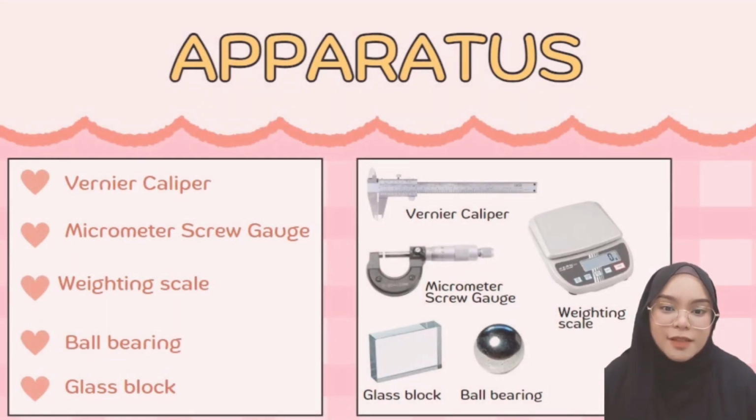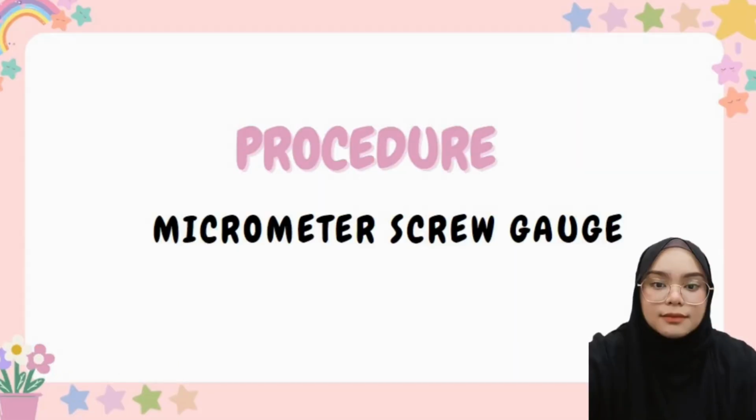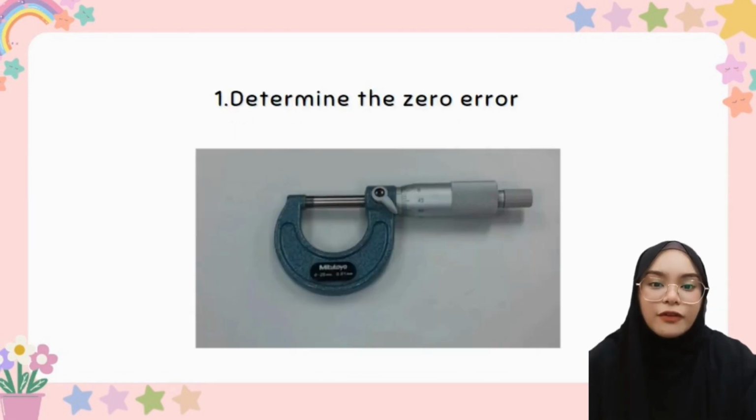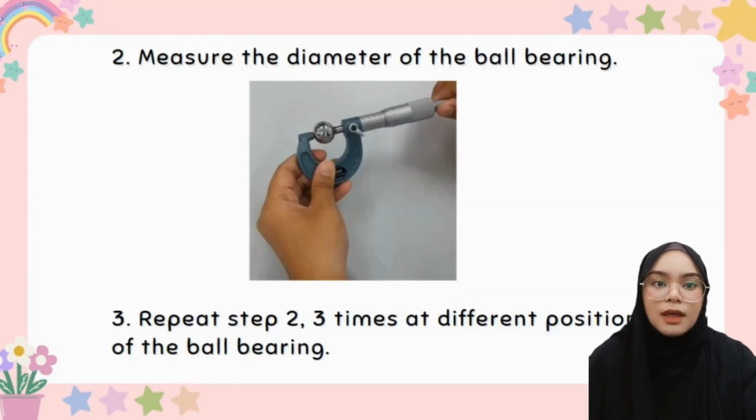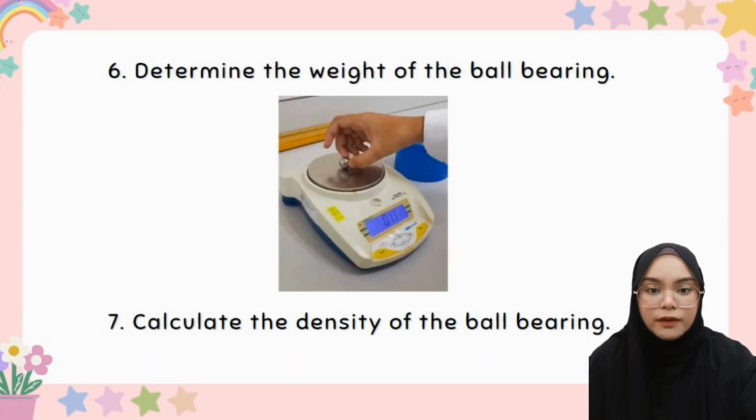Apparatus that we use in this experiment is vernier caliper, micrometer screw gauge, weighing scale, ball bearing, and glass block. Next is procedure for micrometer screw gauge. First, determine the zero error. Measure the diameter of the ball bearing and repeat step 2 at least 3 times at different positions of the ball bearing. Record all the data in the table. Calculate the actual diameter reading, taking into consideration the zero error obtained earlier. Determine the weight of the ball bearing and calculate the density of the ball bearing.